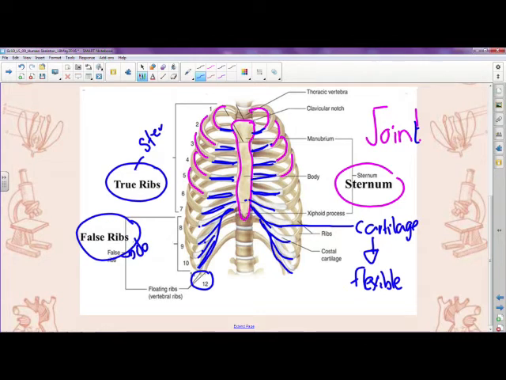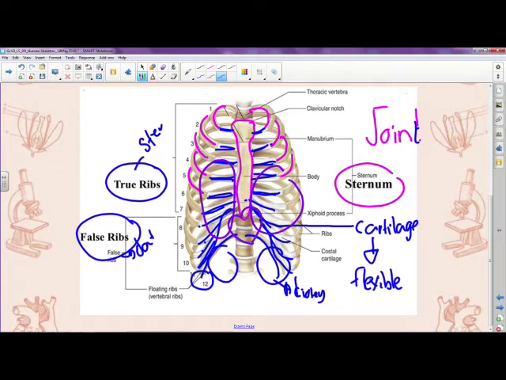Now, if you have a look at the back over here, you've got ribs that go further down, and they are called floating ribs, and they are going to protect, at the back of your body, your kidneys. And you can see in here, if I draw it in purple, my lungs are going to be there, and there is going to be my heart. So my rib cage is essential in protecting the internal organs of my thoracic cavity.